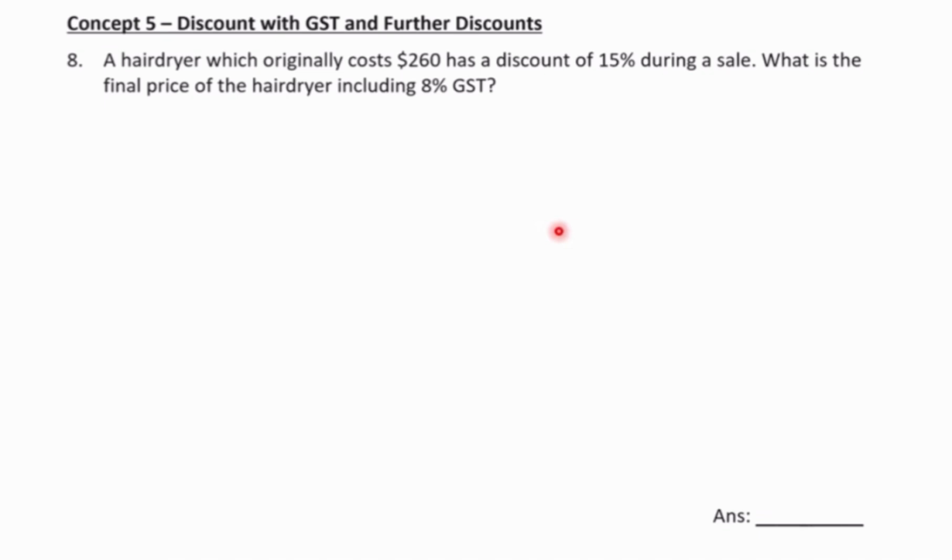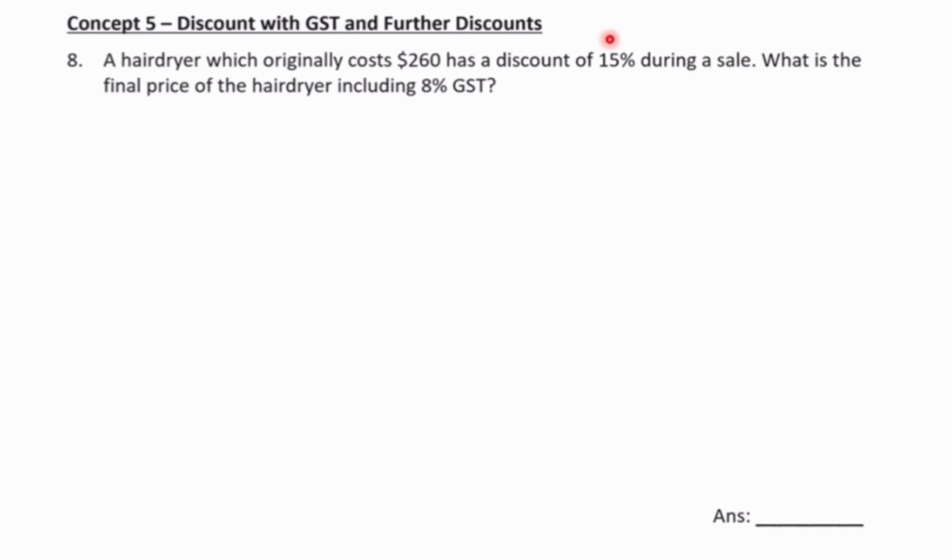So earlier on, for week 30, you all learned about GST, discount, interest, and what's the other one? GST, discount, interest, and profit and loss, right? Okay, so this one involves discount and GST, two different types of percentage.